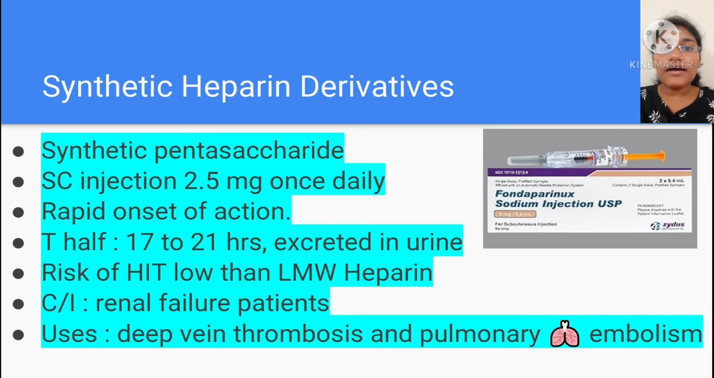One advantage of these synthetic heparins is that they have a low risk of heparin induced thrombocytopenia, even lower than low molecular weight heparins. So they are better than low molecular weight heparins because they have a low risk of HIT.